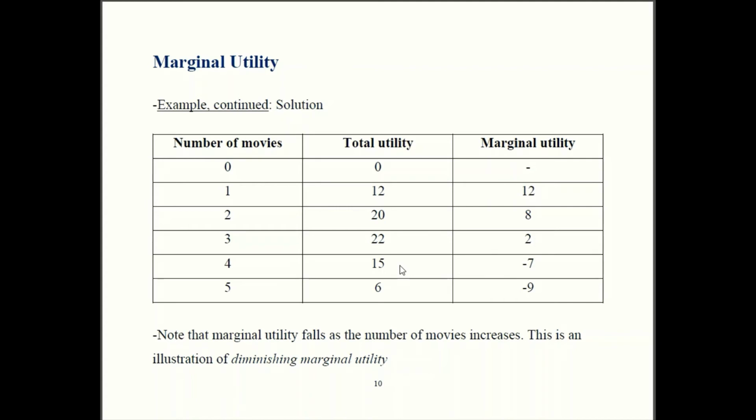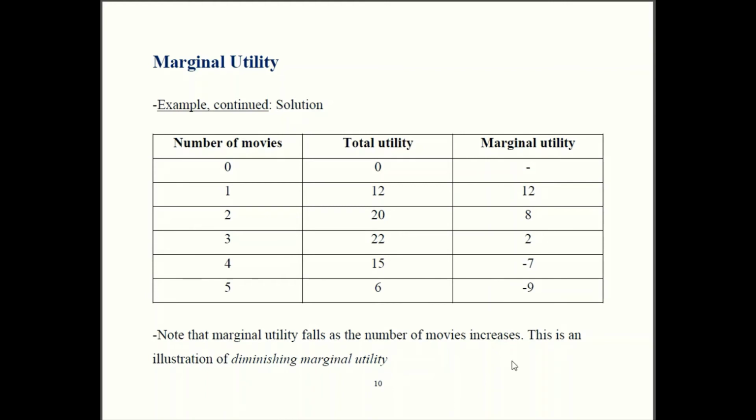If you watch the fifth movie, that's a tremendous amount of time on the couch. You're going to lose more utility. 15 minus 9 is 6. So as you watch more and more movies, the marginal utility starts going down. Now total utility at first keeps going up, but it goes up at a slower and slower rate. You gain 12 utils from that first movie, but then the gain gets to be smaller, just 8 utils with the second movie. With the third movie, you've only gained 2 utils, and by the time you get to movies 4 and 5, now your utils are actually going down. They're actually in negative territory for the marginals.